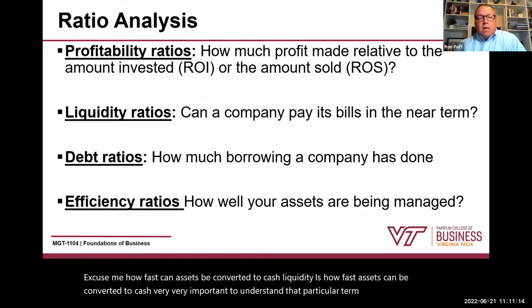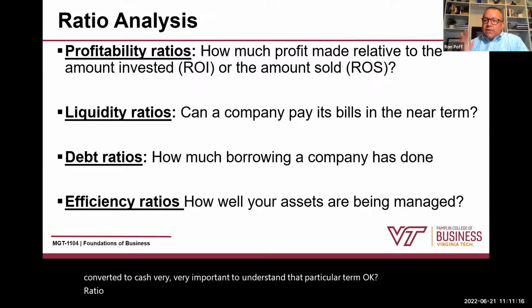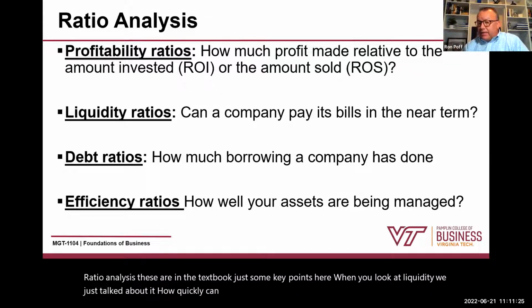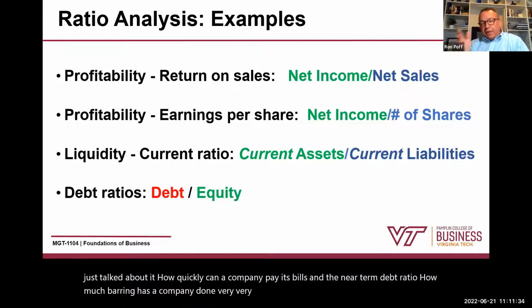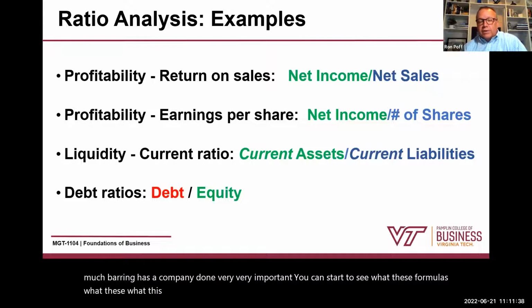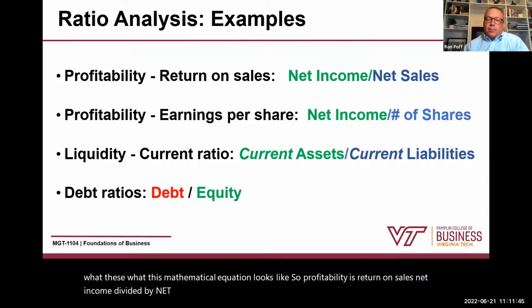Okay. Ratio analyses, these are in the textbook. Just some key points here when you look at liquidity. We just talked about it. How quickly can a company pay its bills in the near term? Debt ratio, how much borrowing has a company done? Very, very important. You can start to see what these formulas, what this mathematical equation looks like. So profitability is return on sales. Net income divided by net sales, right?